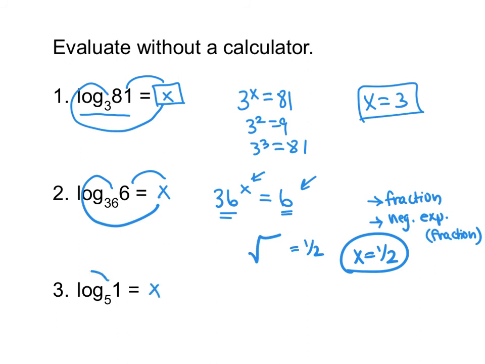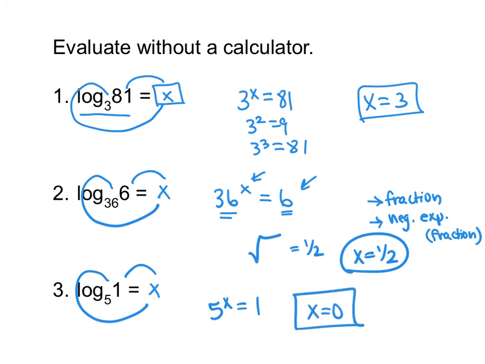And the last one here is 5 to the x power is equal to 1. I need something that's giving me a 1. I could try those fractions. It's never going to work because taking the square root, third root, fourth root, anything of 5 is going to give me an irrational number. A negative exponent brings a fraction. That's not what I have. And what this is, is x equals 0. Remember, anything to the 0 power gets me back to 1.